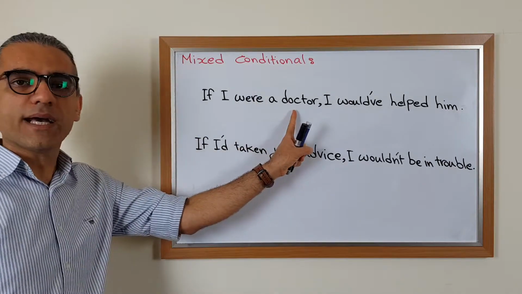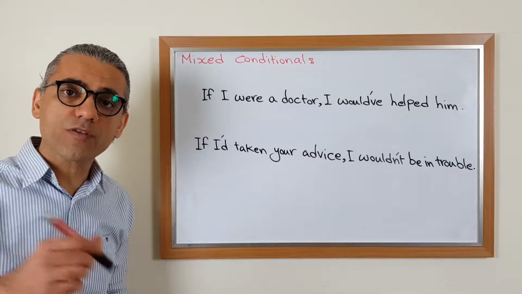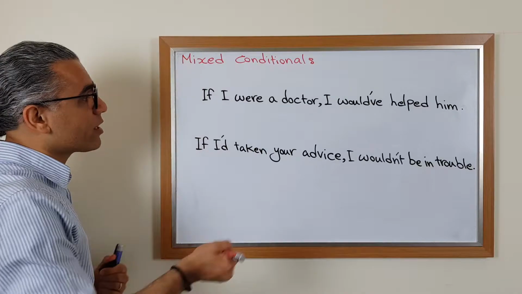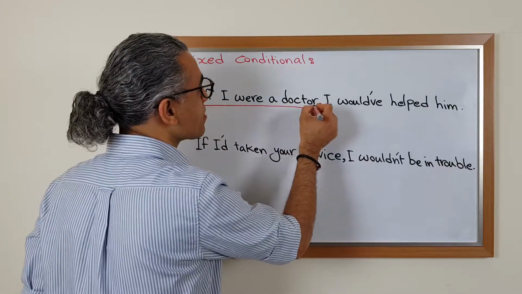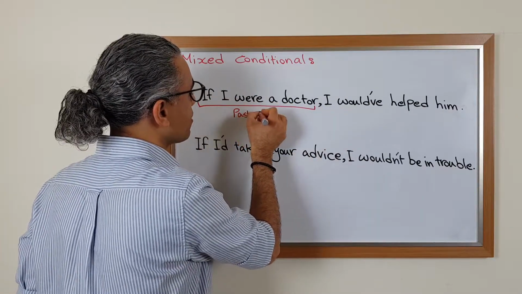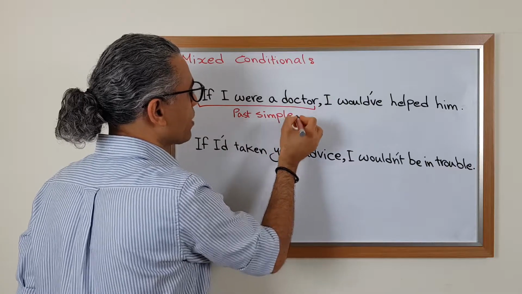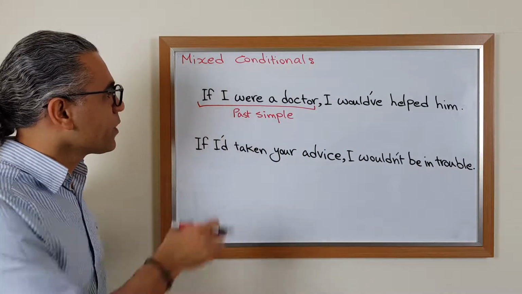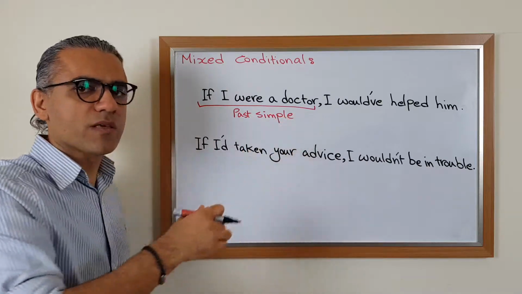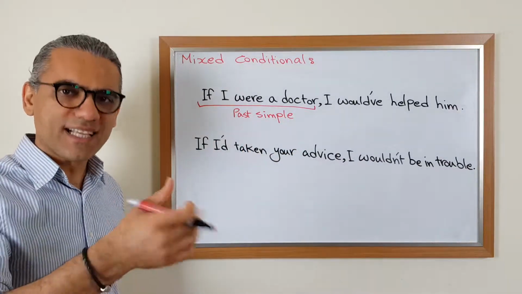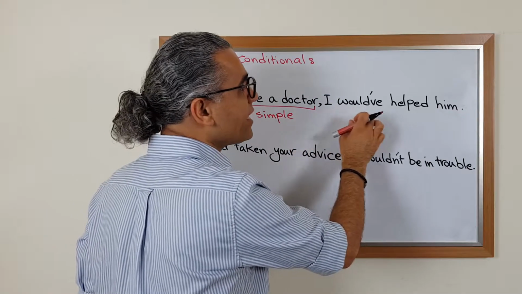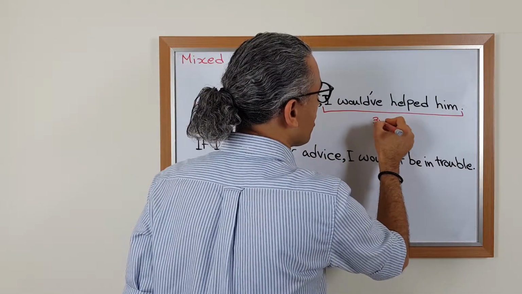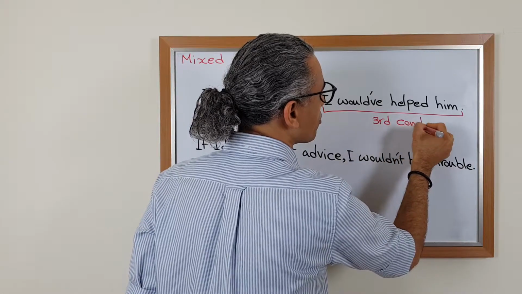If I were a doctor. This is your if clause, this is your condition, and apparently this is a second conditional because this is in past simple, or as we call it in conditionals, a fake past. If I were a doctor, it means I am not a doctor. Let's read on. It says, I would have helped him. This belongs to the third conditional.